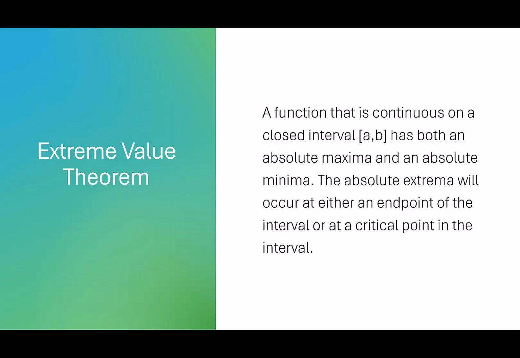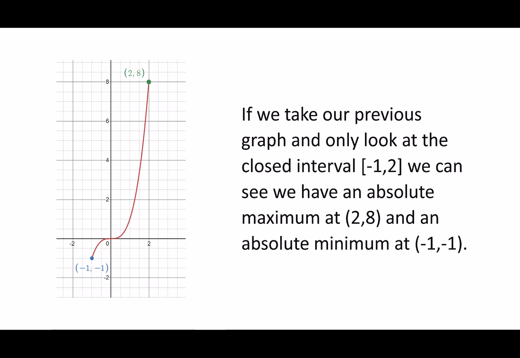So if we take our previous graph and only look at the closed interval [-1, 2], we can see that we have an absolute maximum at (2, 8), which is the right endpoint, and an absolute minimum at (-1, -1), the left endpoint. This particular graph doesn't have a critical point.